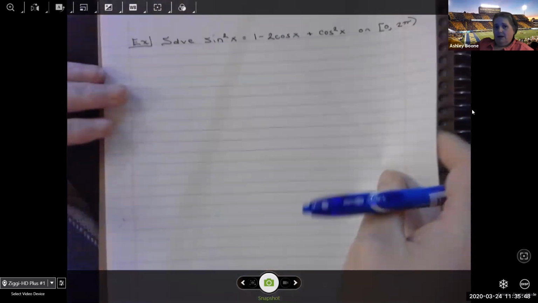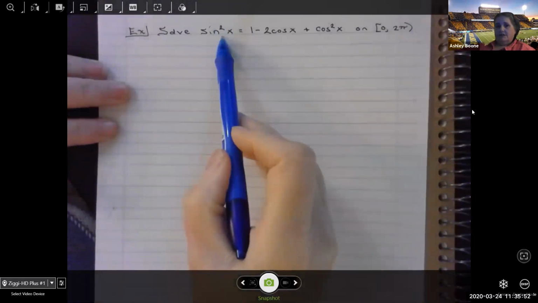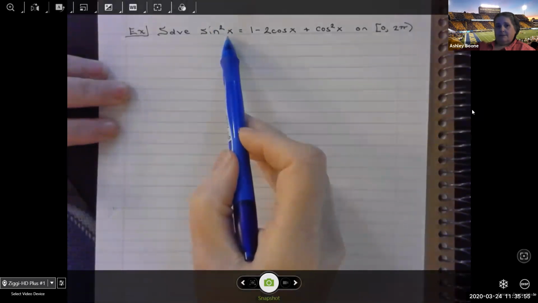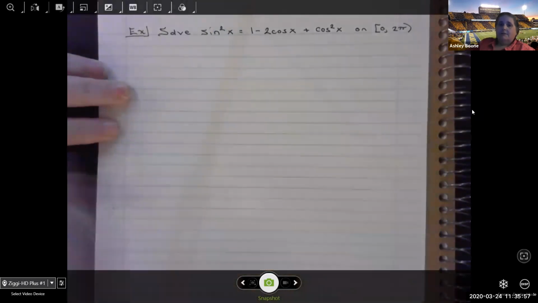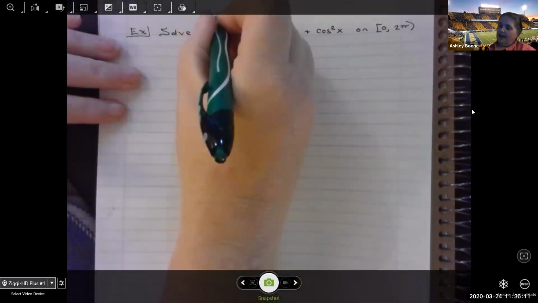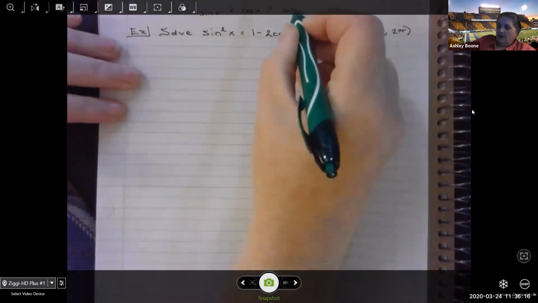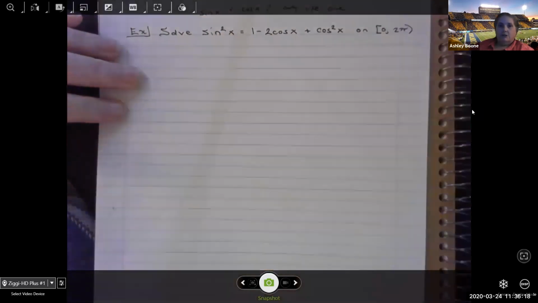Look at this one. Now, this one, we're going to pull back an identity. Solve. Sine squared of x equals 1 minus 2 cosine x plus cosine squared x on the interval 0 to 2 pi. So it's on the interval, so I know I don't need that general solution. But what's my problem here? I have both sine of x and cosine of x. Is there a way to only use one of the two?